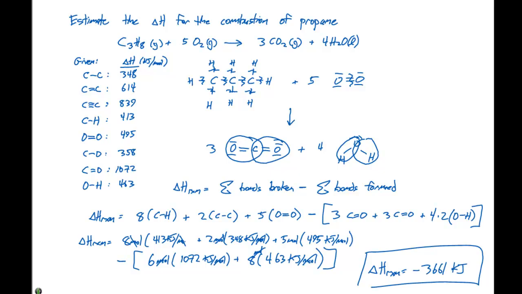and take the delta H of the reaction to be the sum of the bonds broken, because it takes energy to break bonds, so that's going to be positive, minus the sum of the bonds formed. When a bond forms, they become more stable, they lower in energy. That's why that negative sign's there. Then we add up all the components and do the algebra and figure out what the delta H of that particular reaction will be.